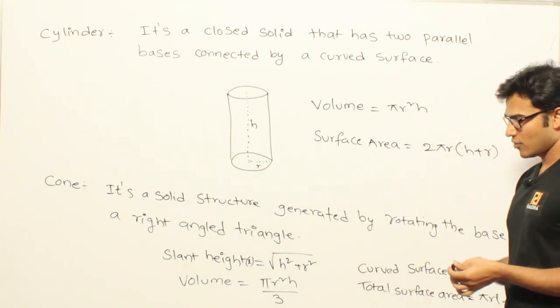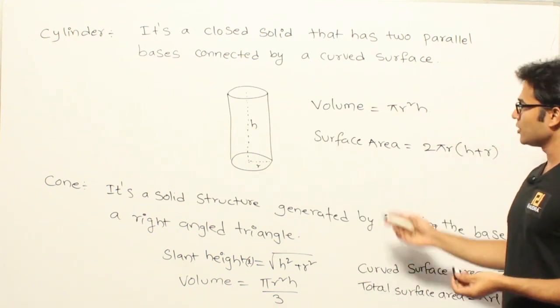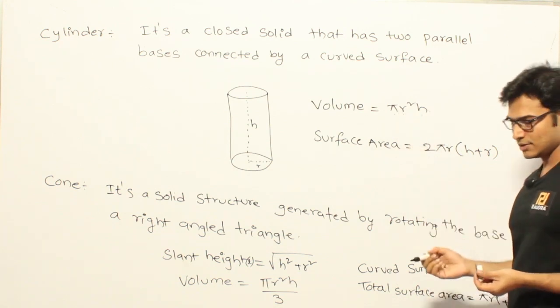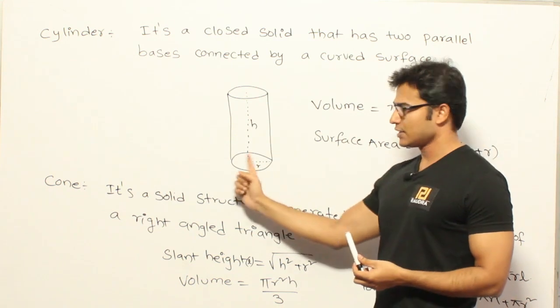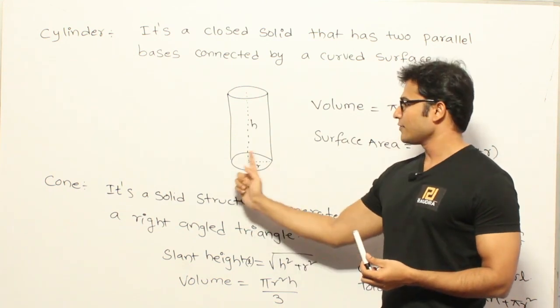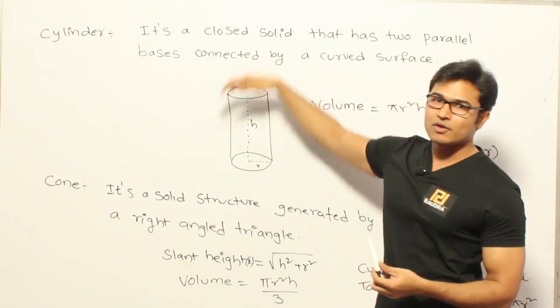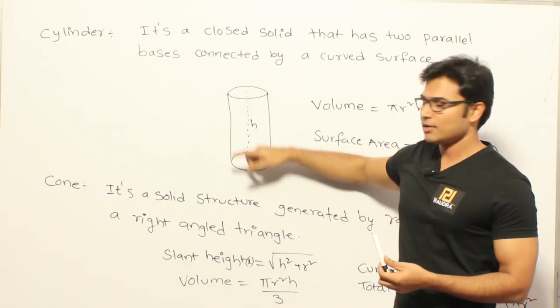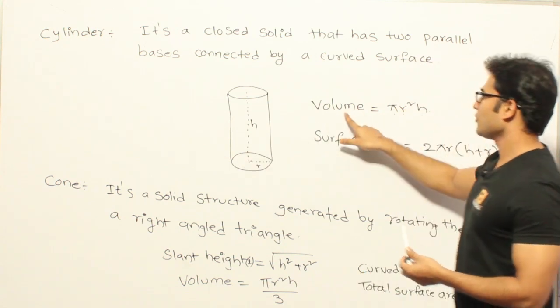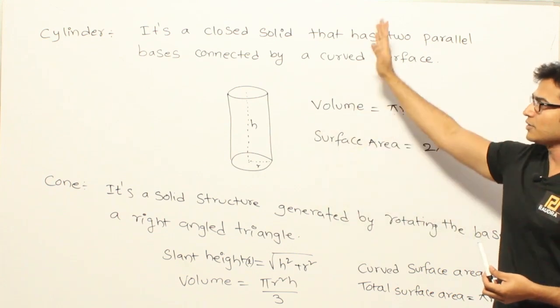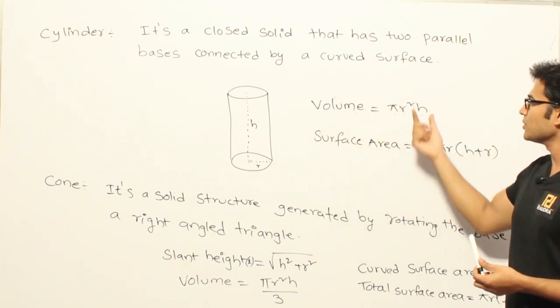Now the important formulas on this: one is volume, which is pi r square h. You can imagine this as one circle which has an area of pi r square. Now that many circles are kept one upon the other, right? And therefore the total volume is going to be pi r square into h.